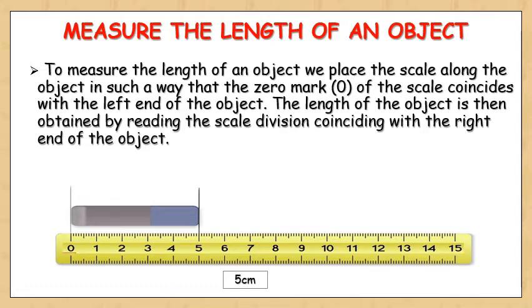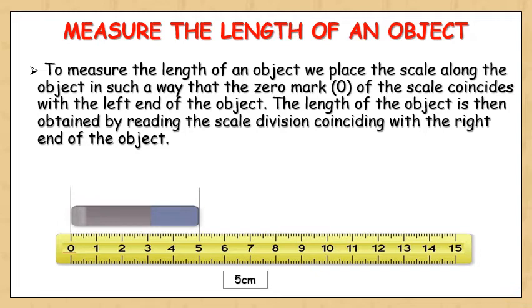Now, to measure the length of an object, first we place the scale along the object in such a way that the zero mark of the scale coincides with the left end of the object.